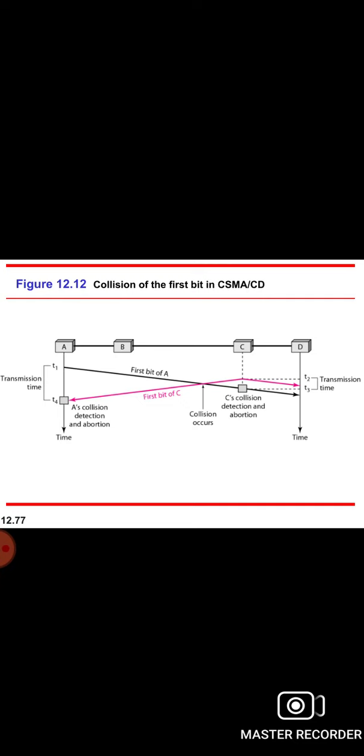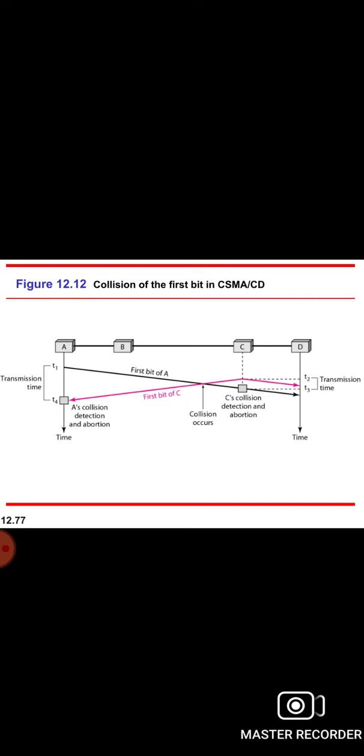And the length of any frame divided by the bitrate in this protocol must be more than either of these durations. At the time T4, the transmission of A's frame, though incomplete, is aborted. At time T3, the transmission of C's frame, though incomplete, is aborted. So we can now see the more complete frame.